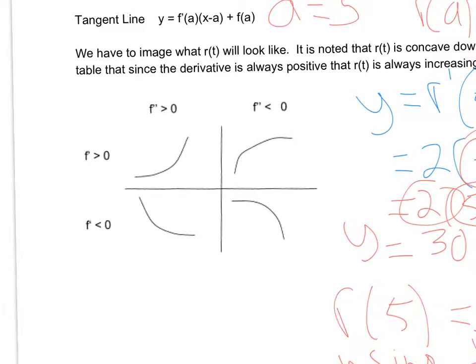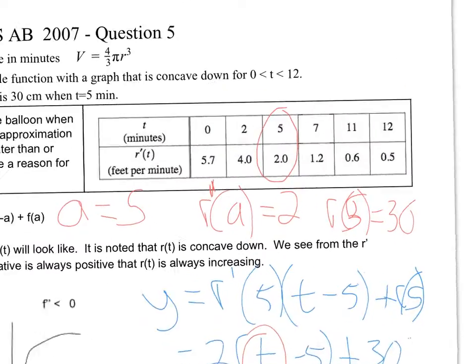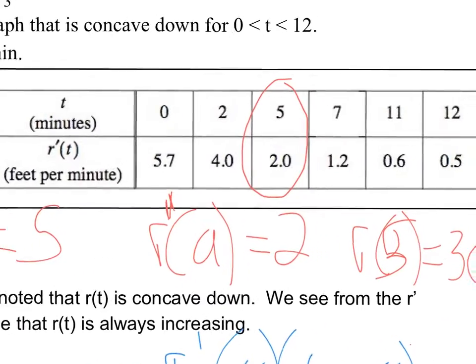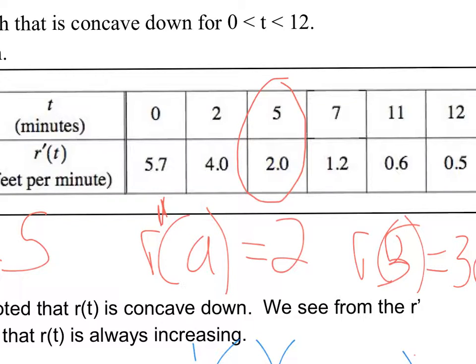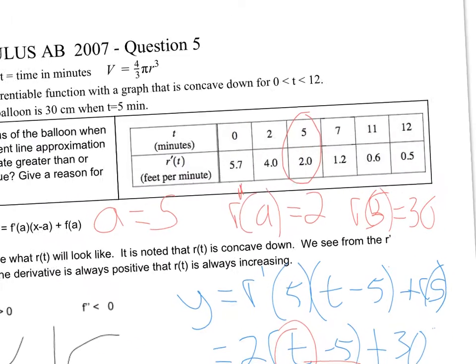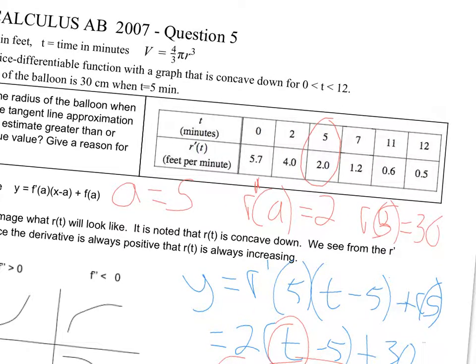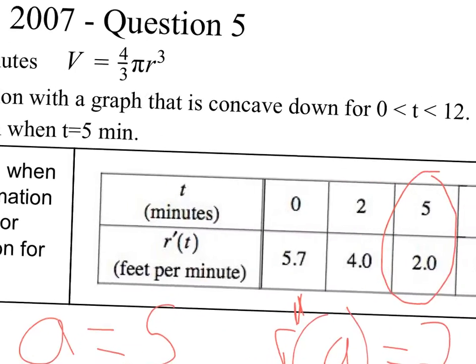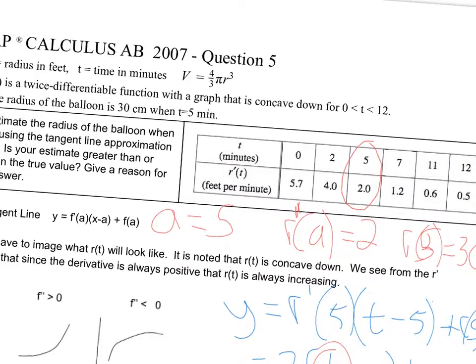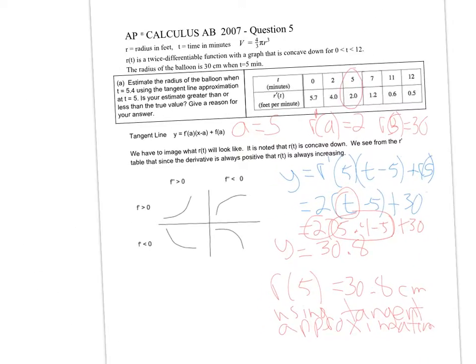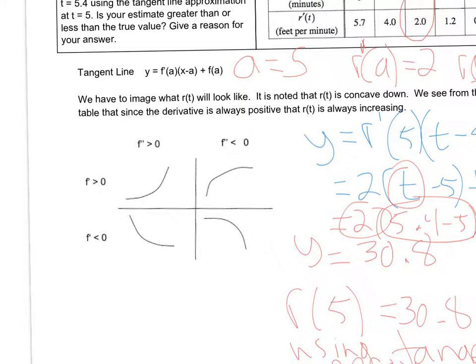So what is the shape of our curve? Well, you know here it's given that all of the r prime values are positive. So this function is always increasing, the r function that is. The derivative is always positive, so the original function is always increasing. But it also gives us, right in the question, that it's concave down, and concave down means that the second derivative is negative. So which of these curves is always increasing?